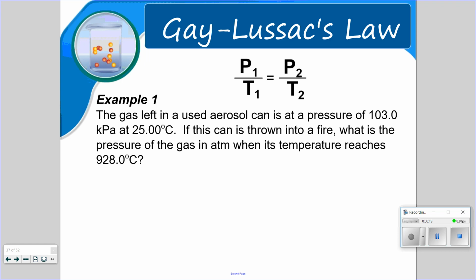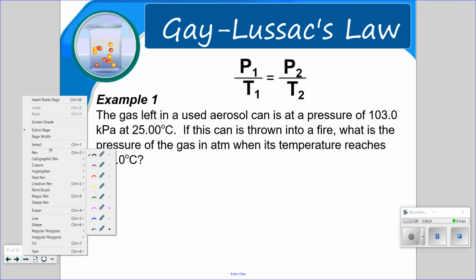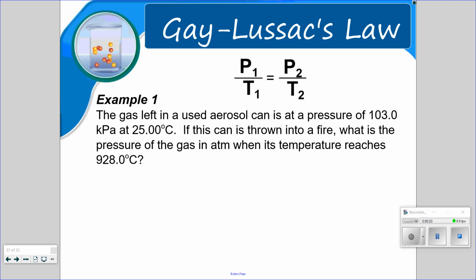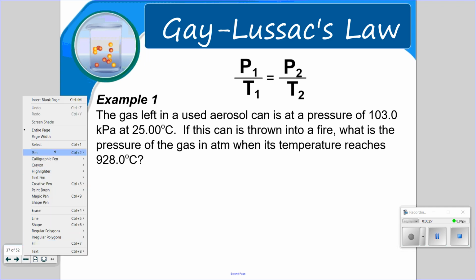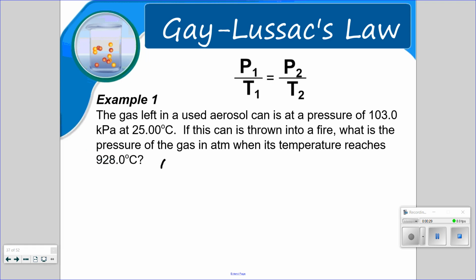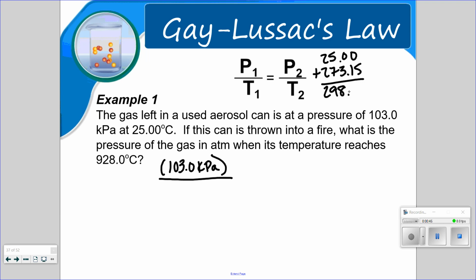So I'm going to plug my numbers into this equation, starting with pressure number 1. So P1 in this case is going to be 103.0 kilopascals over 25.00 degrees Celsius. And remember, I have to convert that to Kelvin by adding 273.15, and I get 298.5 Kelvin.